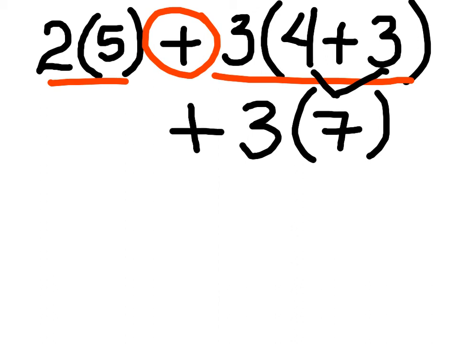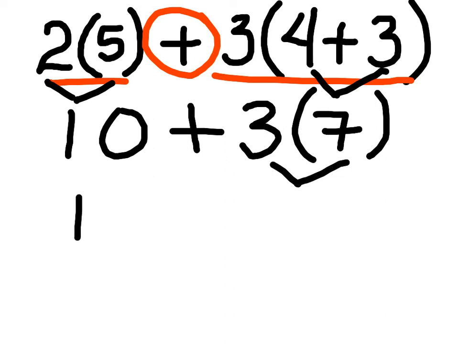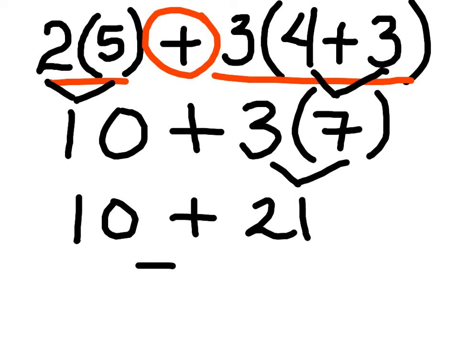Pull down your plus. Now speed yourself up a little bit with that. You can still do that 2 times 5 because it's a term, and you have 10. So now you've rewritten 10 plus 3 times 7. Now we need to do the 3 times 7. So we have 10 plus 21, and 10 plus 21 equals 31.